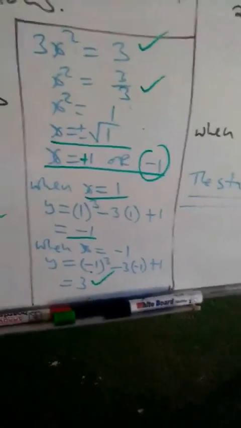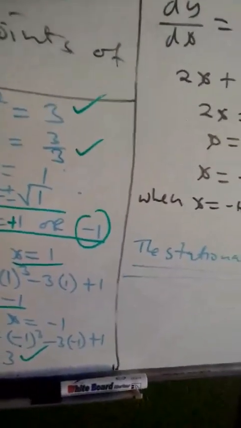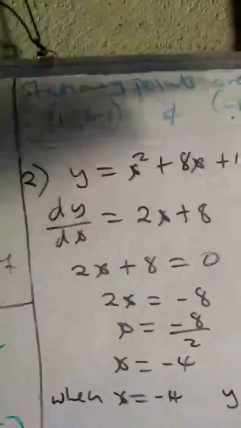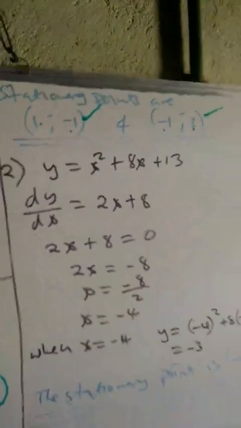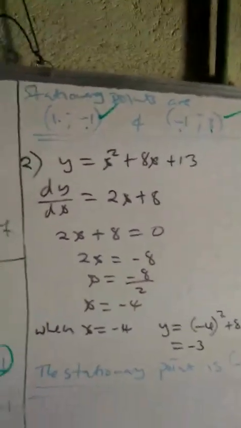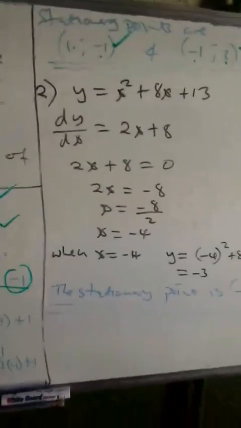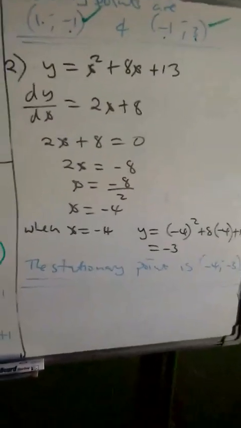So we can sum up to say when x is equal to 1, y is equal to minus 1. When x is equal to minus 1, y is equal to 3. So these are the 2 stationary points. This is where the gradient is 0, or the turning point of the curve. Then the second question, you do the same.